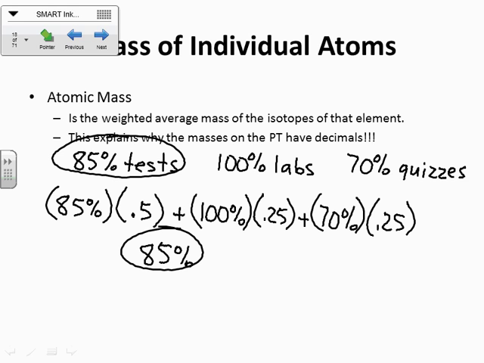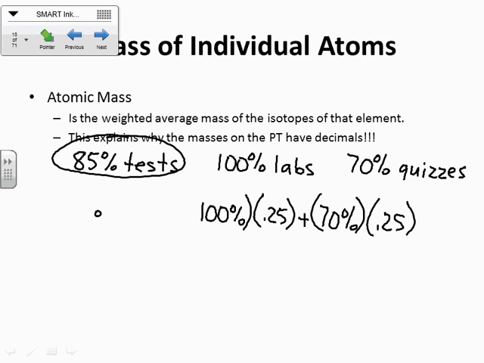Now, if you had just taken these three numbers, 85 plus 100 plus 70, and divided by 3, see, this is a bad example because you get 85%. I just picked numbers that worked out a little too nice and neat. But usually when you add these three numbers up and divide by 3, it's not going to give you the same number as when you calculate the weighted average this way. Okay? All right, so that's a weighted average.